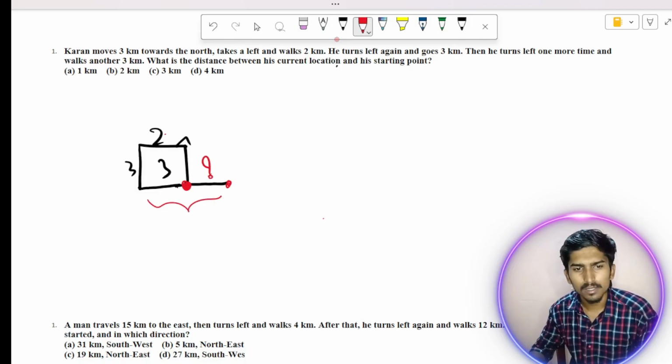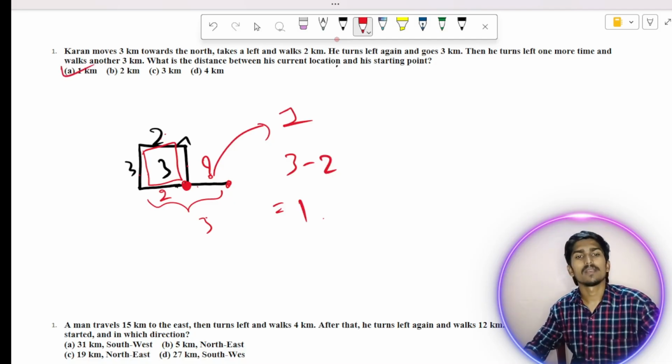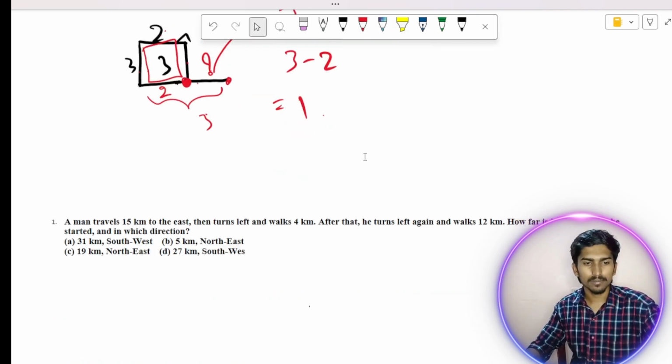See, if the total is 3, this will become a rectangle. This is 3, this is 3, opposite sides are the same distance. This is 2, this will also become 2. When we do 3 minus 2, that is 1, so this is 1. So how far is he from the starting point? 1 kilometer. Very simple, funda. Let's go solve the next question.